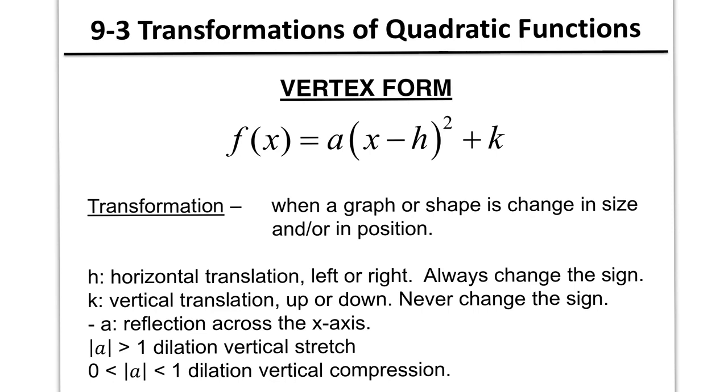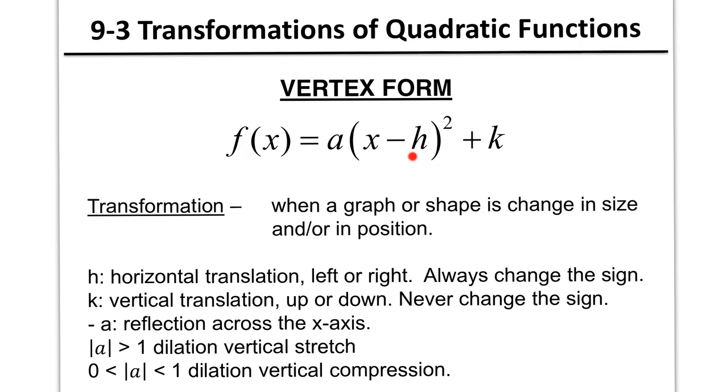So that's what it says here in the definition of transformation. When a graph, and that's what we're going to look at, or a shape, this is more for geometry, you have different shapes, changes in size and or in position. One of the things in transformation is called the horizontal translation. So let's look at that vertex form and understand where that horizontal translation comes from.